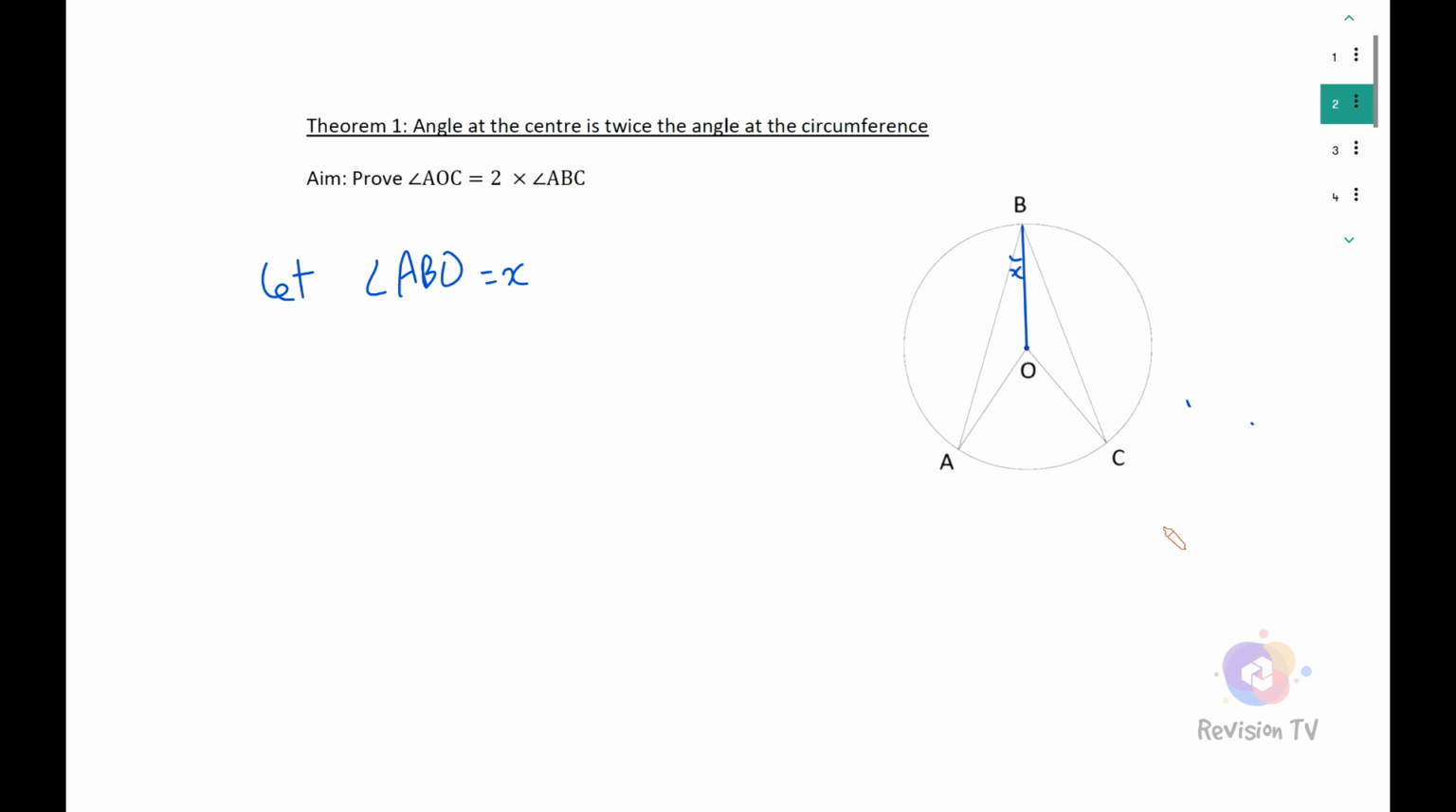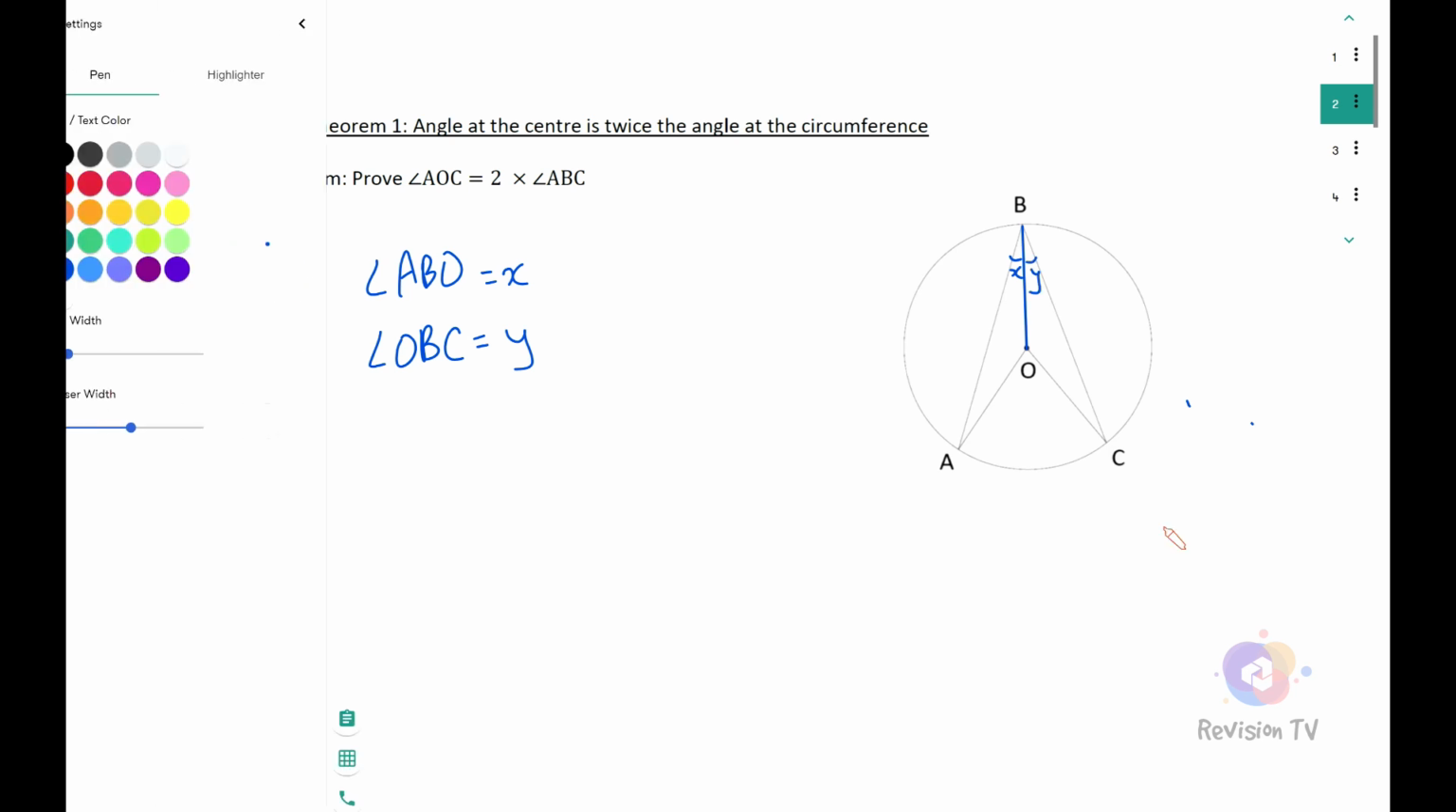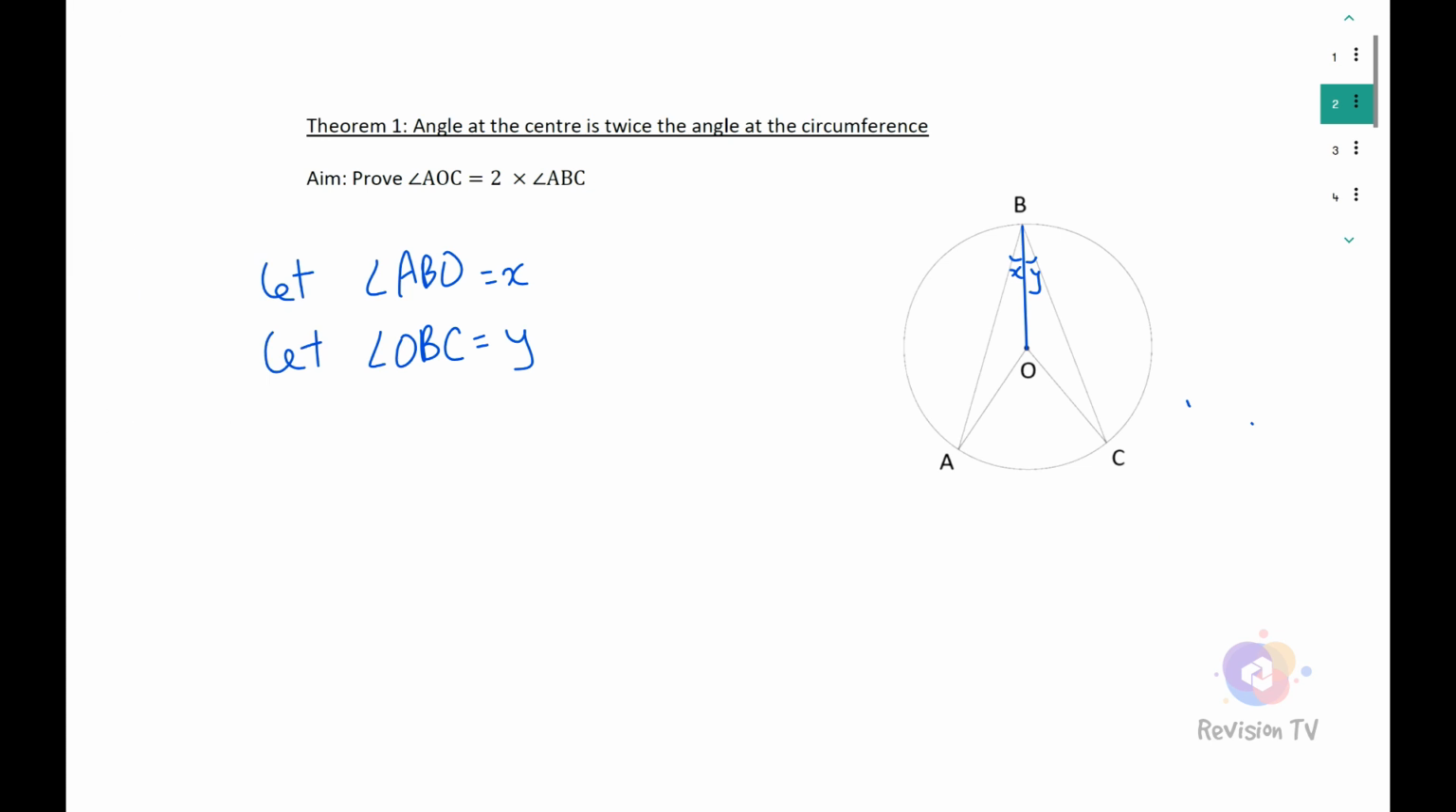Okay, so we let ABO equal X. Okay, we'll also let angle OBC equal Y. So to begin with, let that one. Okay, next, I'm going to use a different color for step 2.